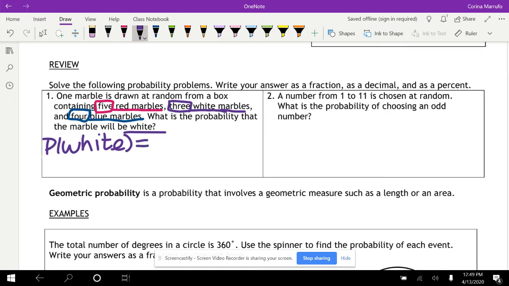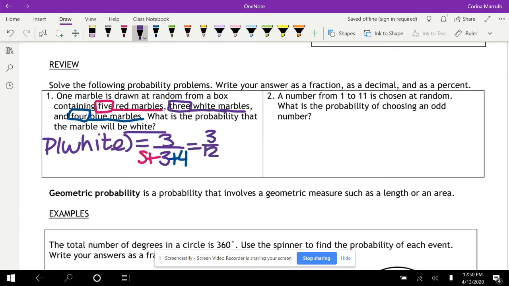would be equal to, well, there is a total of 3 white marbles. We have 3 white marbles in the bag, and then we have to divide it by the total. So our total is going to be 5 plus 3 plus 4. That's how many marbles we have in the bag total. So 5 plus 3 plus 4 is going to give us 12. So the probability to pull out a white marble is 3 out of 12.